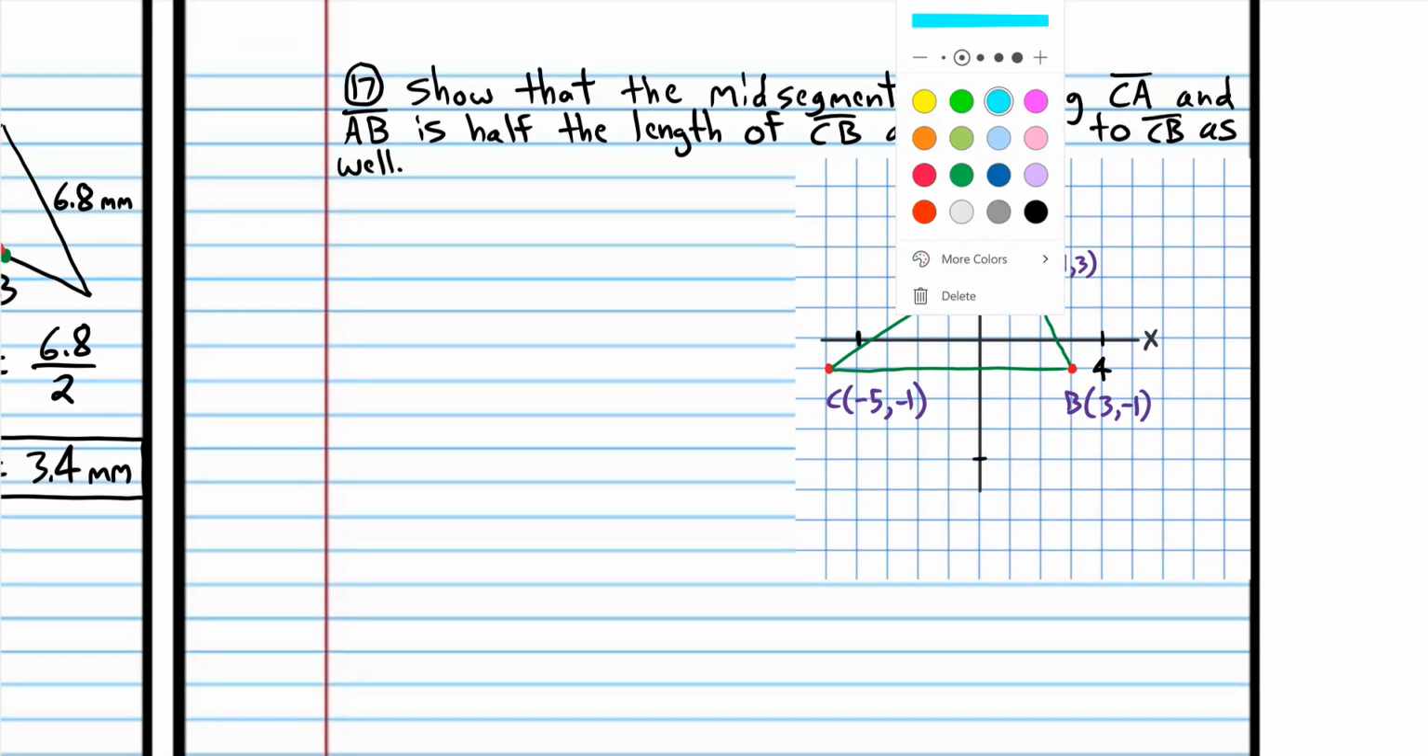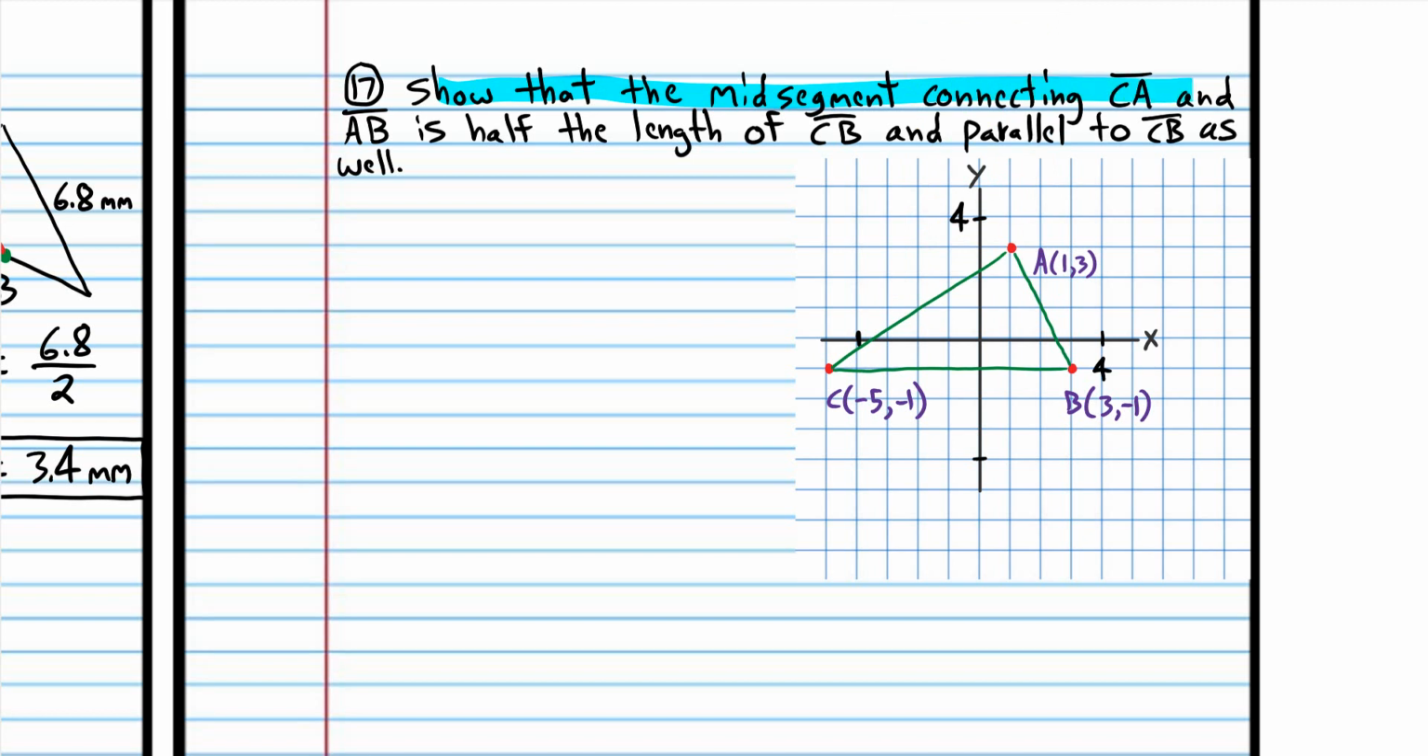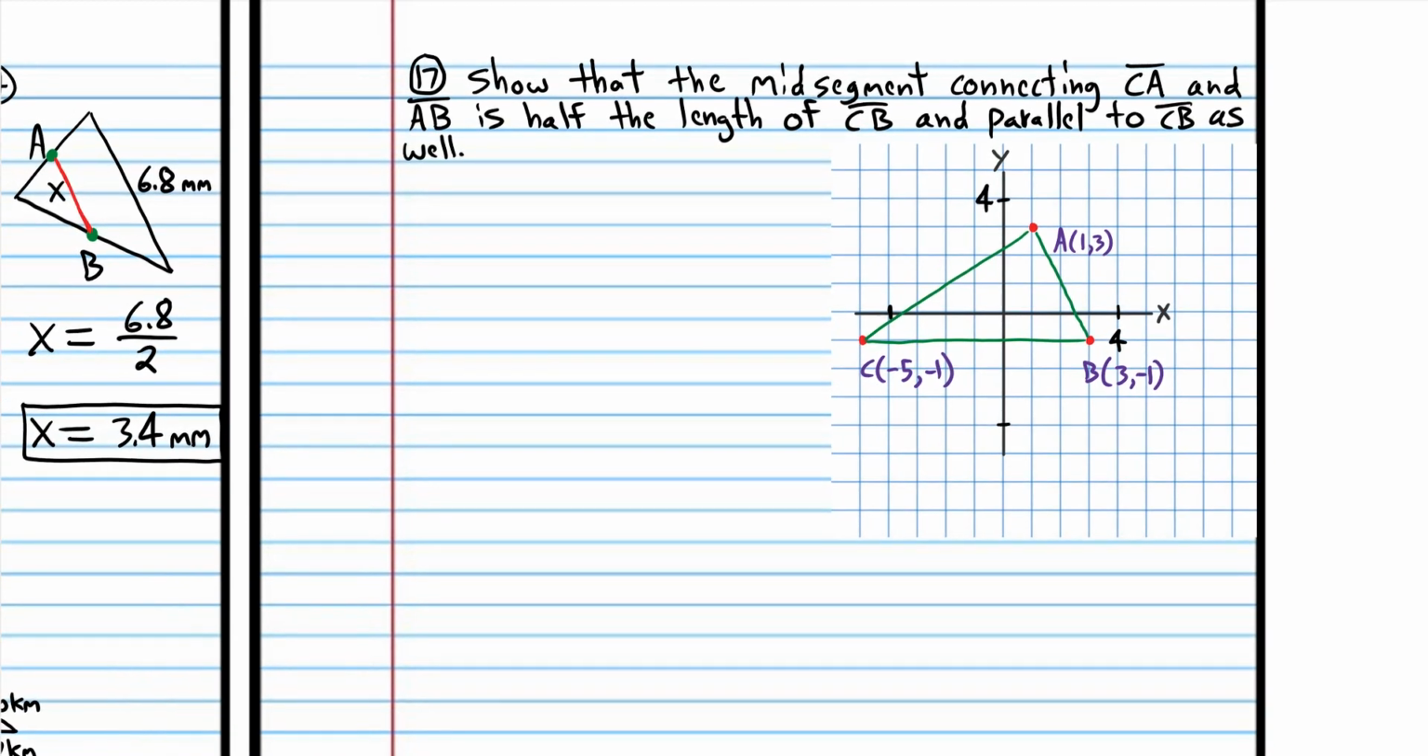So we're going to show that the midsegment connecting CA and AB, so that would be a midsegment that looks something like this. Remember, there's 3 midsegments for each triangle. You have one here, and one here. We're looking at a particular midsegment, the one that connects CA and AB. So that would be something like this. We're going to show that this length is half the length of CB and parallel to CB also. So these two are going to be parallel. So we're showing that the midsegment theorem for this particular triangle is true.